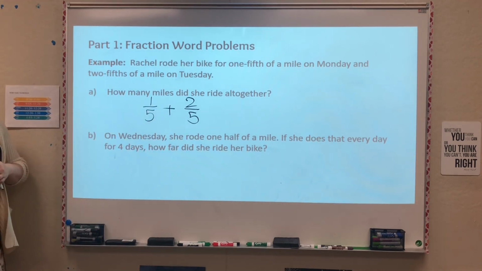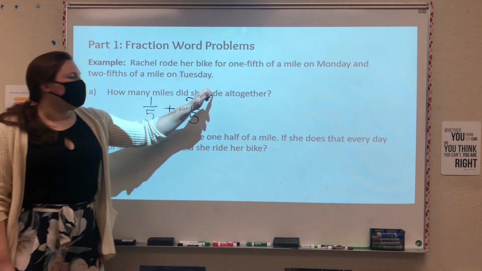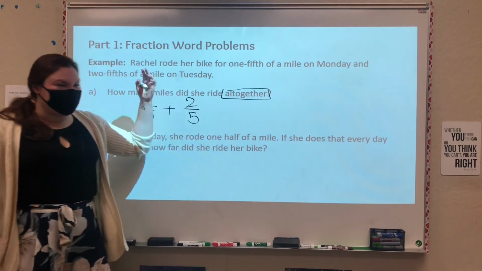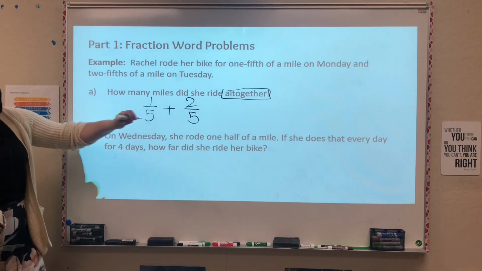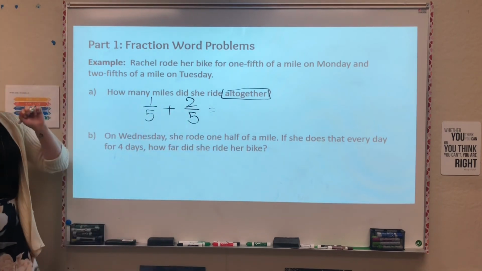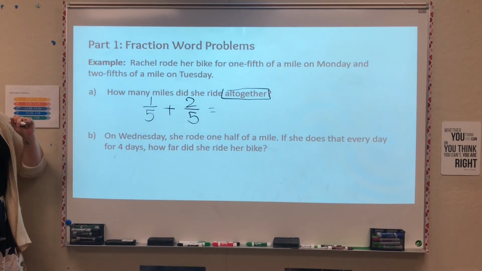Because the question said how many miles does she ride altogether? So what's that key word they're telling you we want to add? Altogether. I agree. We're trying to find the total. We're trying to put stuff together, so we want to add. Now this is a review of how we're adding fractions. What would I want to do in order to add those fractions together?